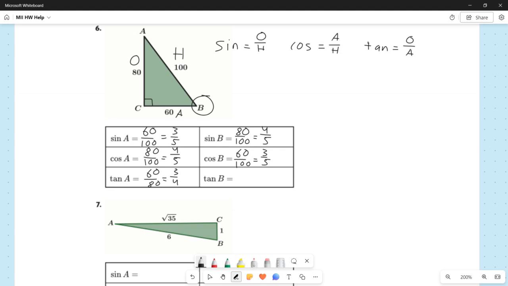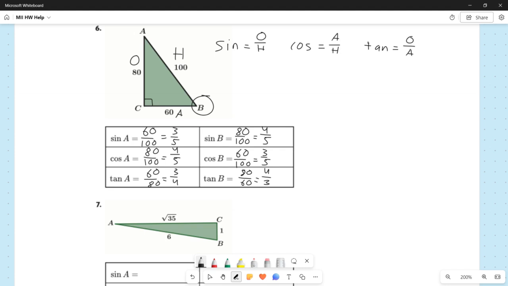Tangent, definition is always opposite over adjacent in a right triangle. My opposite currently is 80. My adjacent is 60. And when I reduce this, I get 4/3, which also has a relationship on the left.